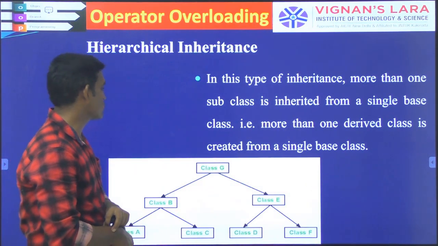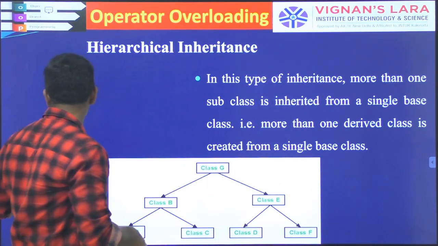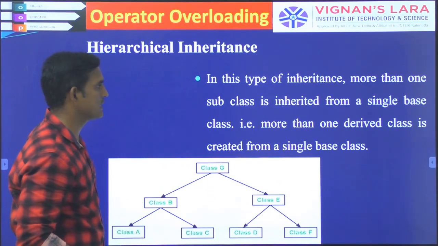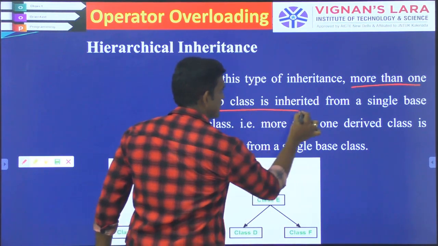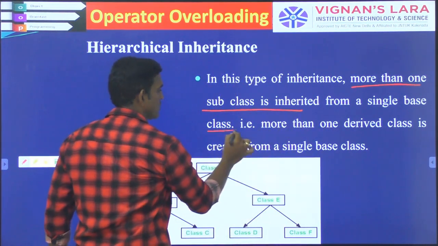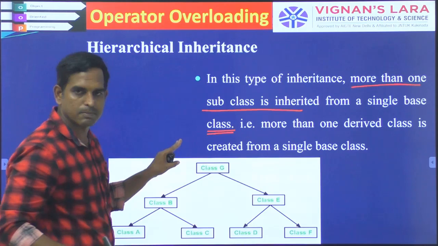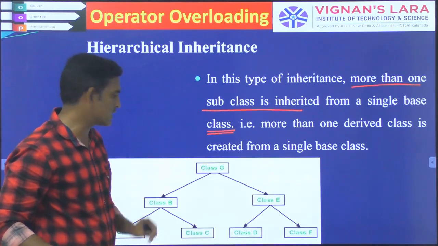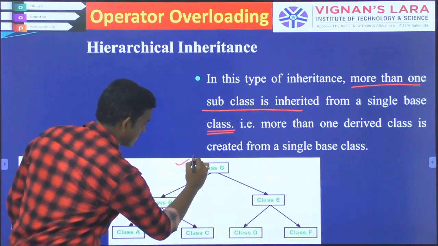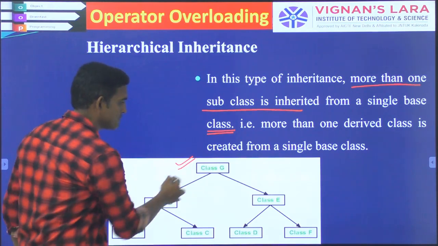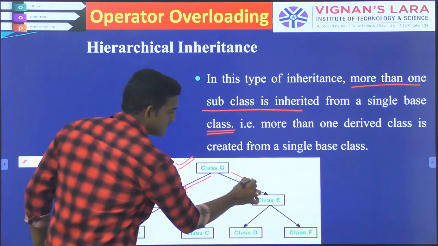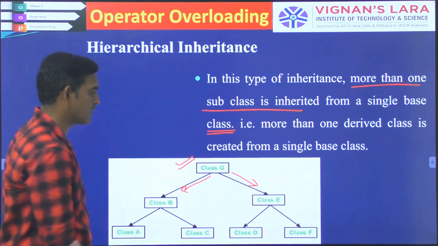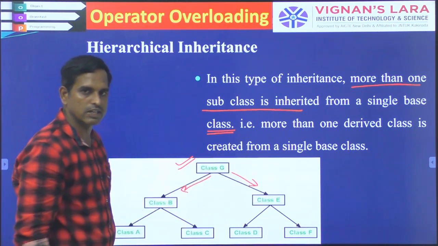And the next thing is hierarchical inheritance. In hierarchical inheritance, more than one subclass is inherited from a single base class. That is, you have one base class, and from this base class you can inherit more than one subclass or derived class.